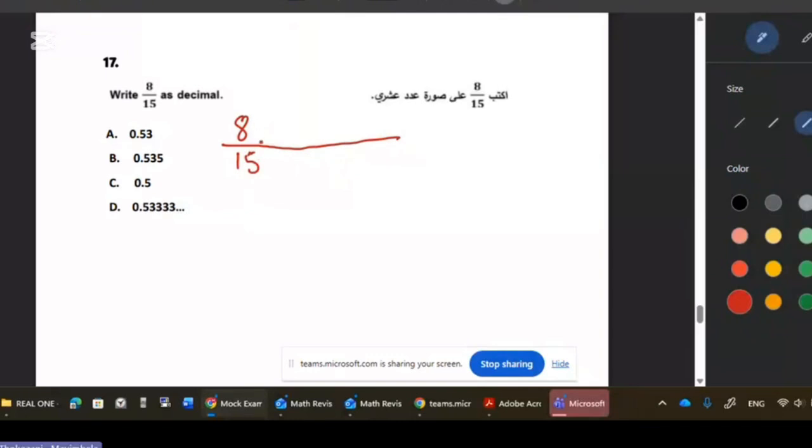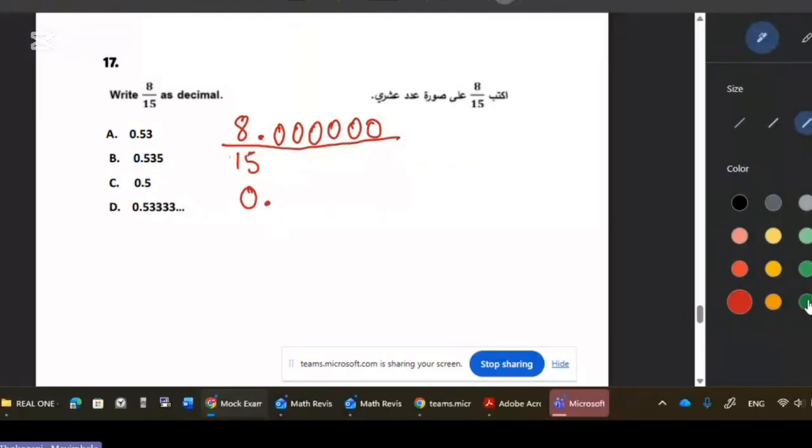No. Because of that, I'm going to put zeros here, as many zeros as I want. I would like to put about 6: 1, 2, 3, 4, 5, 6. You can put 5, it's also okay, or 4. Now, how many 15 goes into 8? It cannot. So I'm putting 0, and a decimal point.